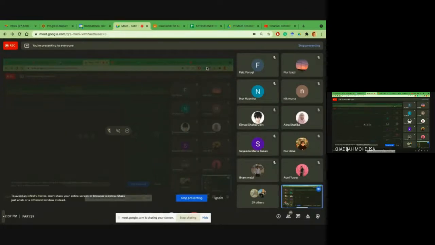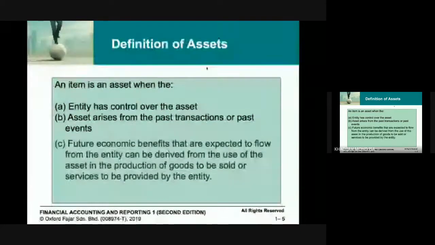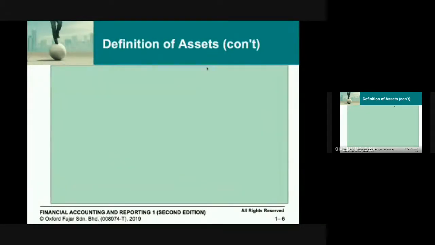Okay, an asset arises from a past transaction. Normally, you purchase the asset in the past, so you are the owner of the asset, and an asset always generates future economic benefits. It is expected to flow from the entity, and can be derived from the use of the asset in the production of goods or services to be provided by the entity. So it's always expected that an asset will provide future economic benefits to the entity, right?